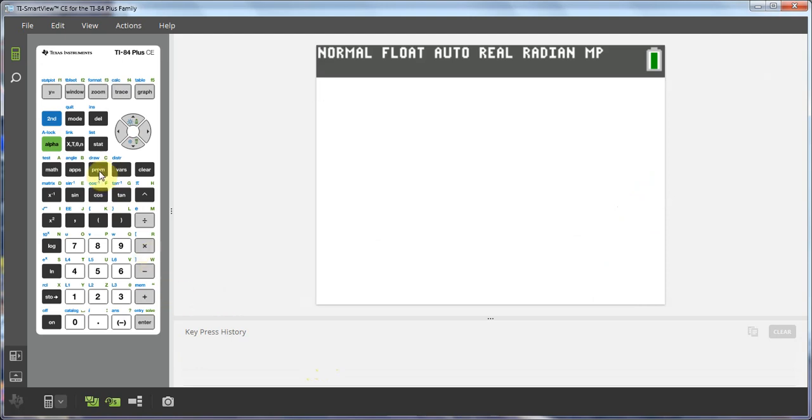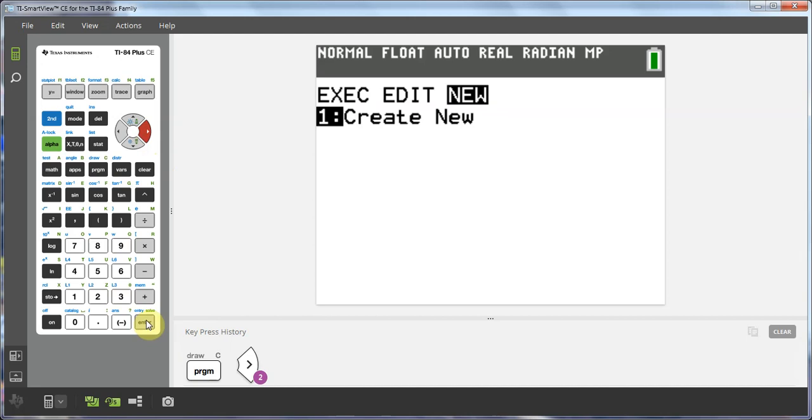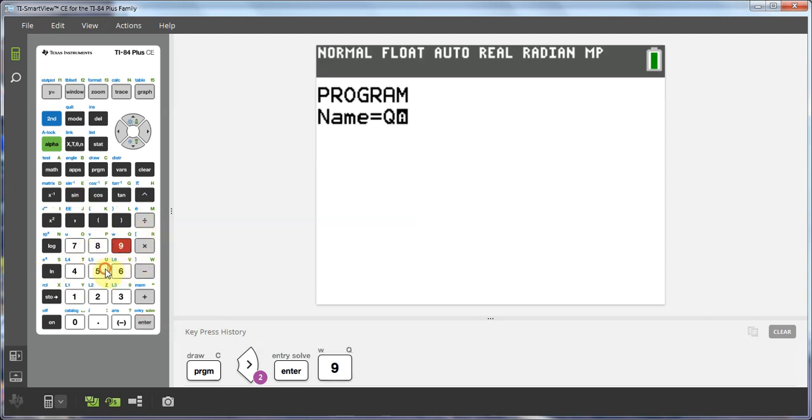So on your calculator, find the program button and click on that. And notice here there are three options: execute, edit, and new. So I'm going to slide over to where it says new, create new. And I'm going to type in the name. Now the name has to be 8 characters or less, and it can only be letters, so there can't be any numbers or anything like that. So I'm going to call this quad, Q-U-A-D.